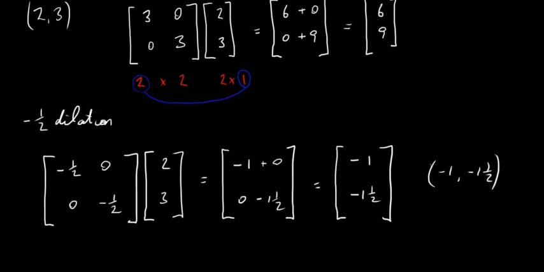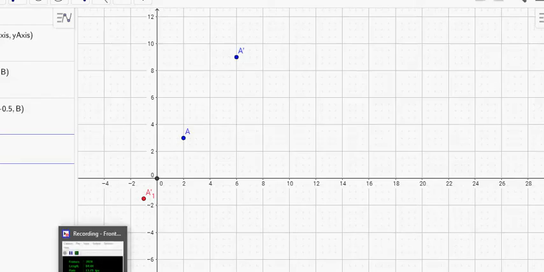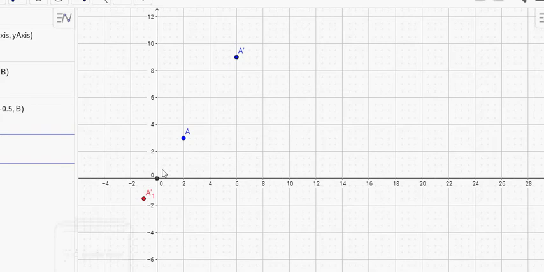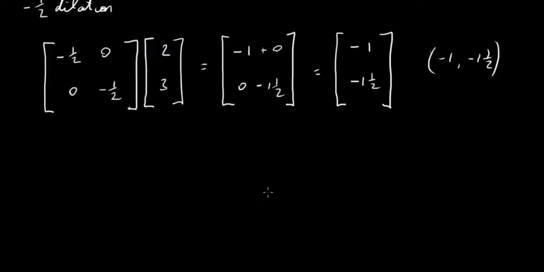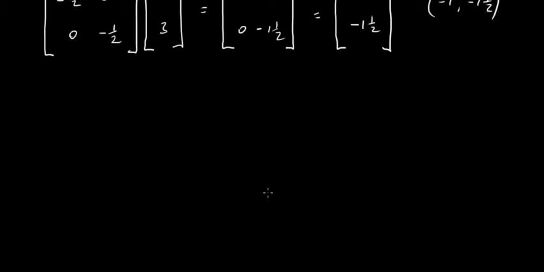And again, I've done that on this diagram here. You can see that A here is our object point 2, 3, and we've done a dilation using Geogebra here, and we've ended up down here. This is dilated by a factor of minus 0.5 from B. Okay, so let's move on to another type of transformation then.